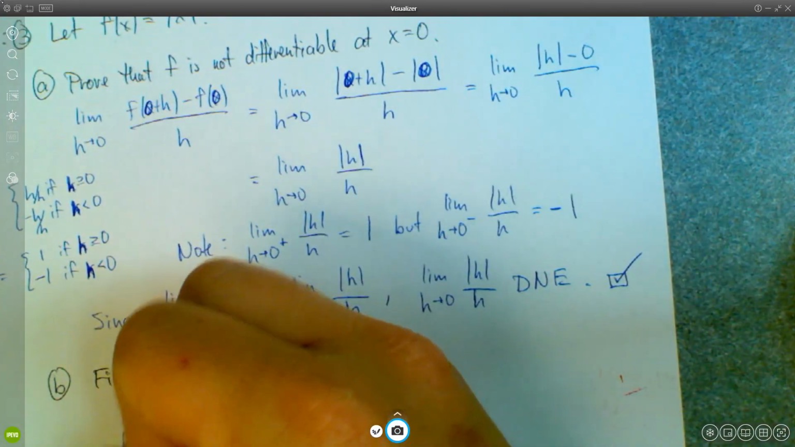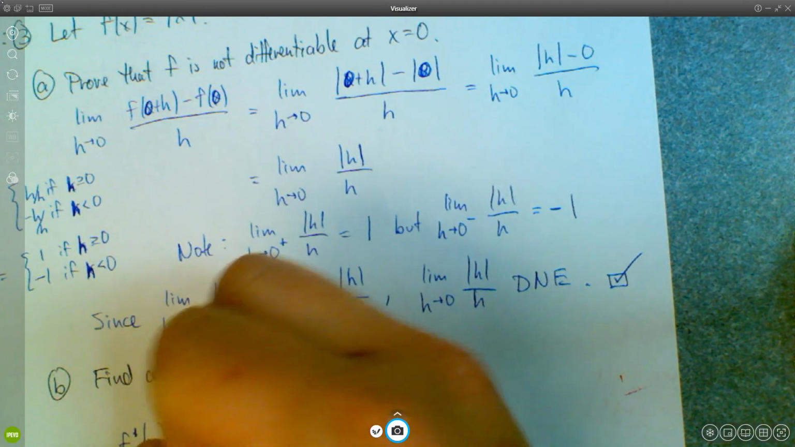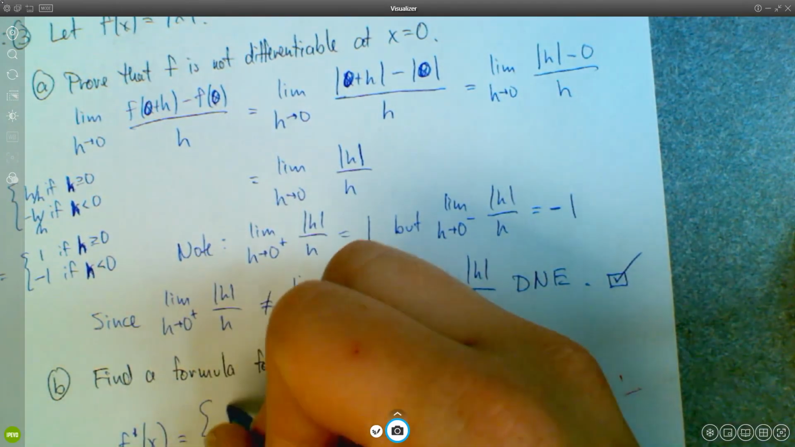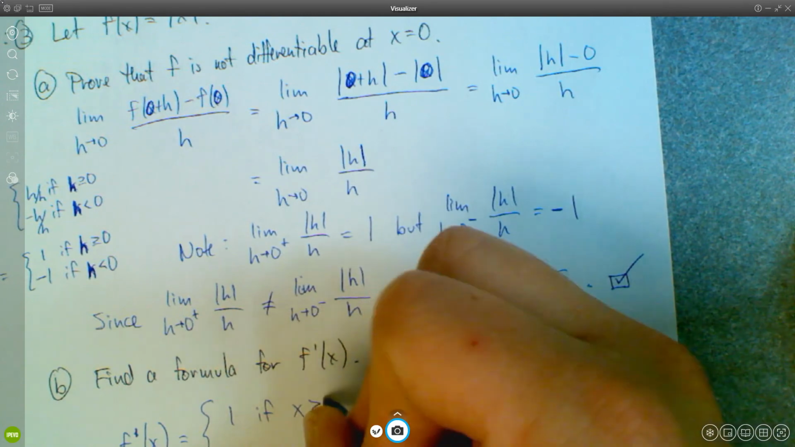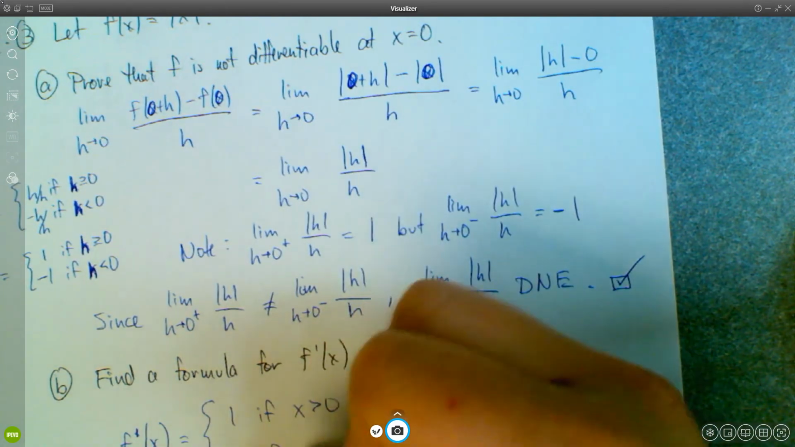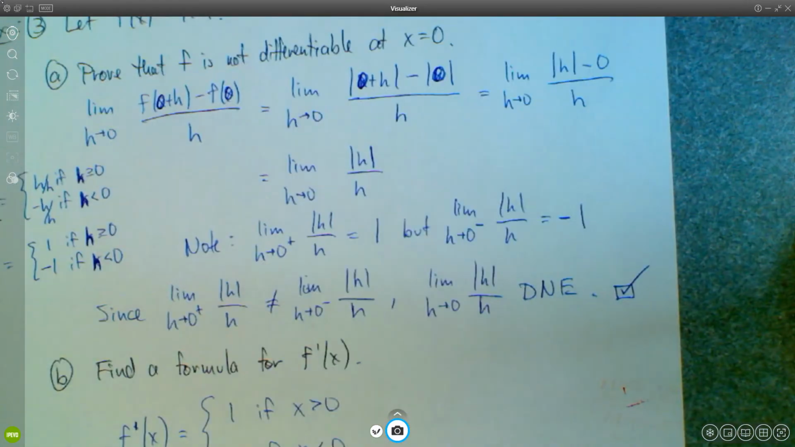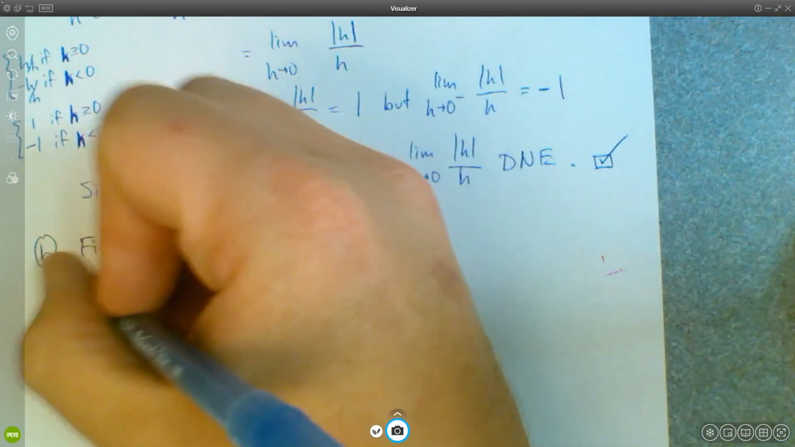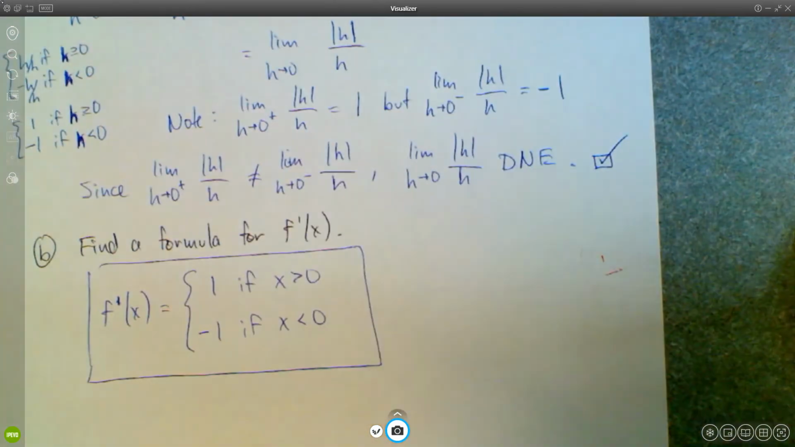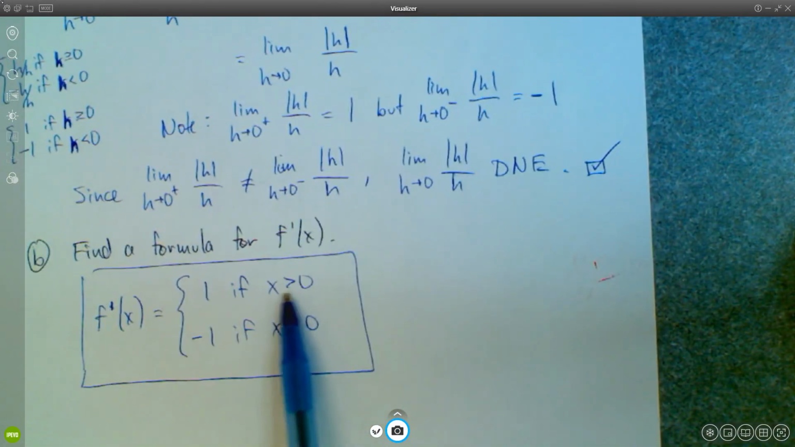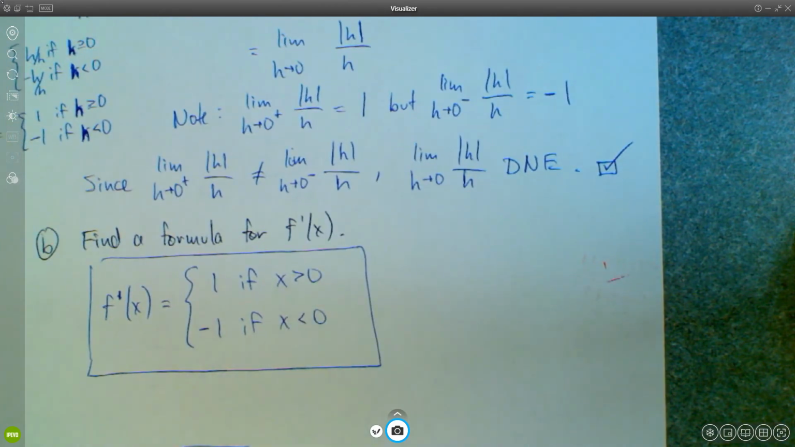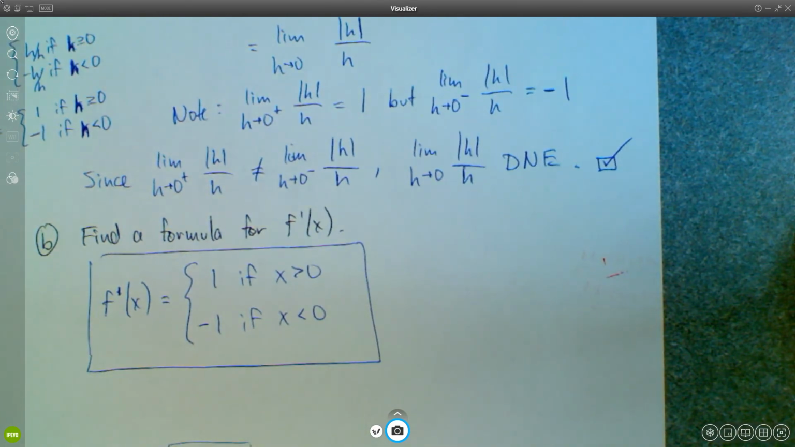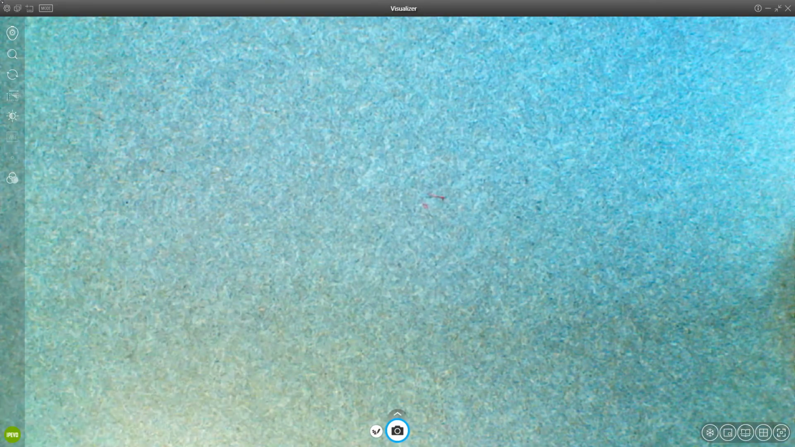So f prime of x is 1 if x is strictly greater than 0, and negative 1 if x is strictly less than 0. It's not defined when x equals 0, right? I didn't put a little equals sign here on purpose, because the derivative is not defined when x equals 0. But everywhere else the derivative is defined, and this is it.